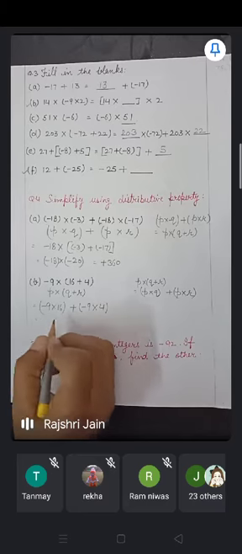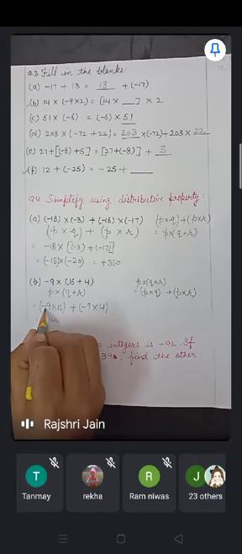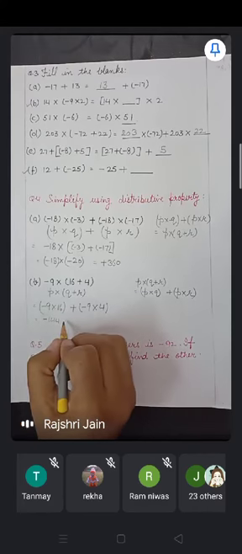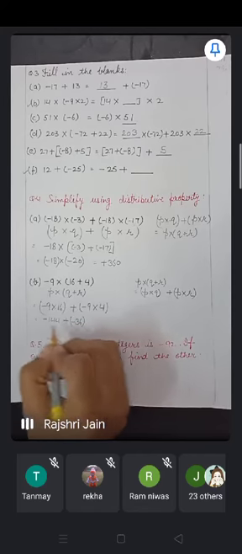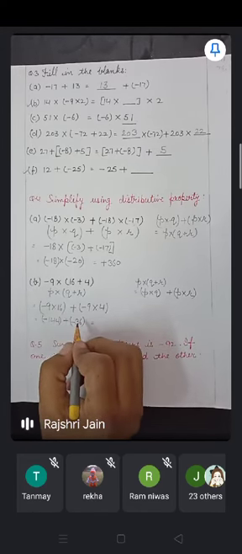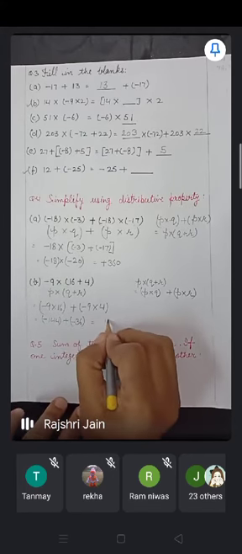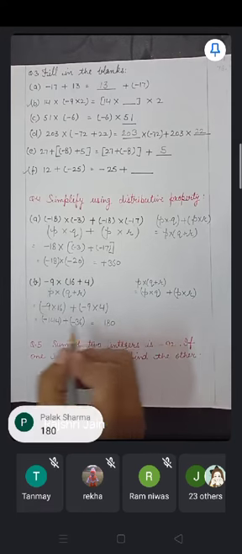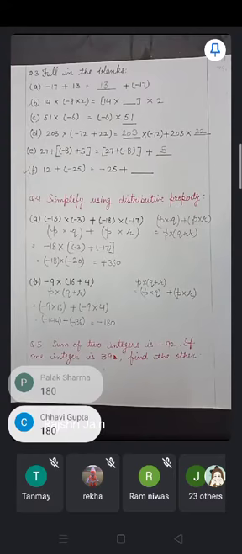Now solve them. 16 9s are 144, because it is negative, it will be a minus sign, plus 9 4s are 36, again it will be a minus sign. Now you can see both have the same sign, so they will get added. So the answer will be 144 plus 36 which is 180, and because the bigger number is negative, it will be -180.